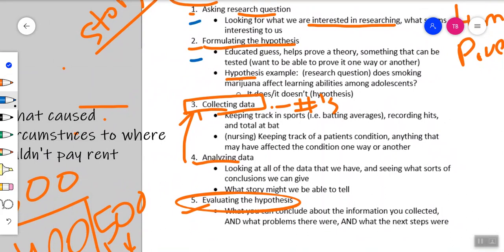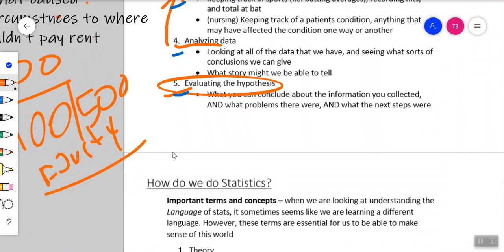So it's a story technique in five steps: asking the question, formulating a hypothesis, collecting the data, analyzing the data, and evaluating the hypothesis. As far as we're concerned at this part of the semester, it would be good for you to know these basic ideas, and we're going to keep coming back to these probably almost every week. Okay, so that's the basic story of looking at statistics.